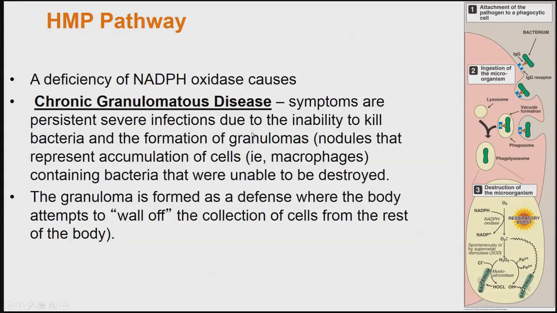One of the symptoms you will see in this disease, as the name implies, is the formation of granulomas. Granulomas can be formed for multiple different reasons, but it's always a walling off of something. In this case, the macrophages and neutrophils are trying to fight the infection, but the bacteria are still persisting, so the body just kind of walls it off. And when it does, it forms this granuloma. Okay, so you see both granulomas and persistent severe infections.